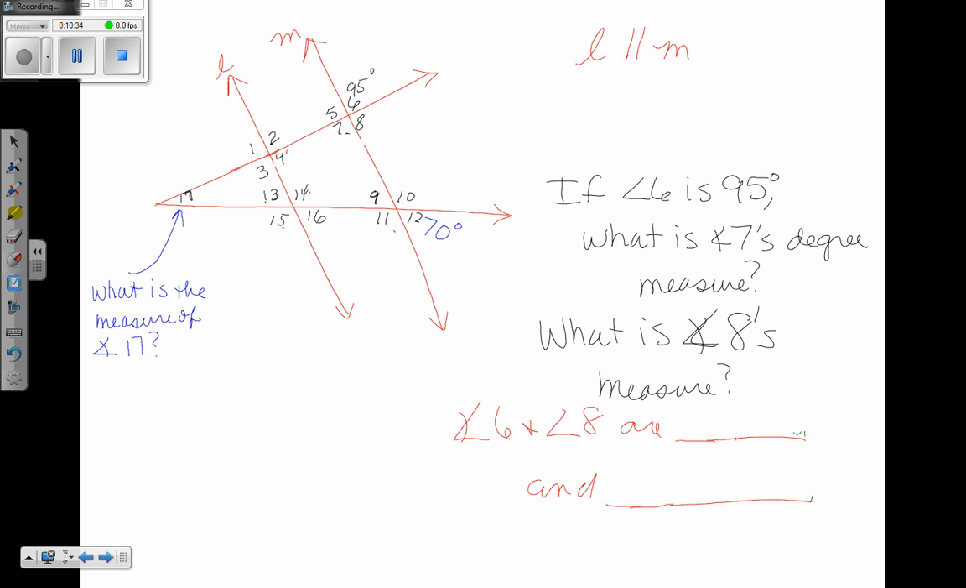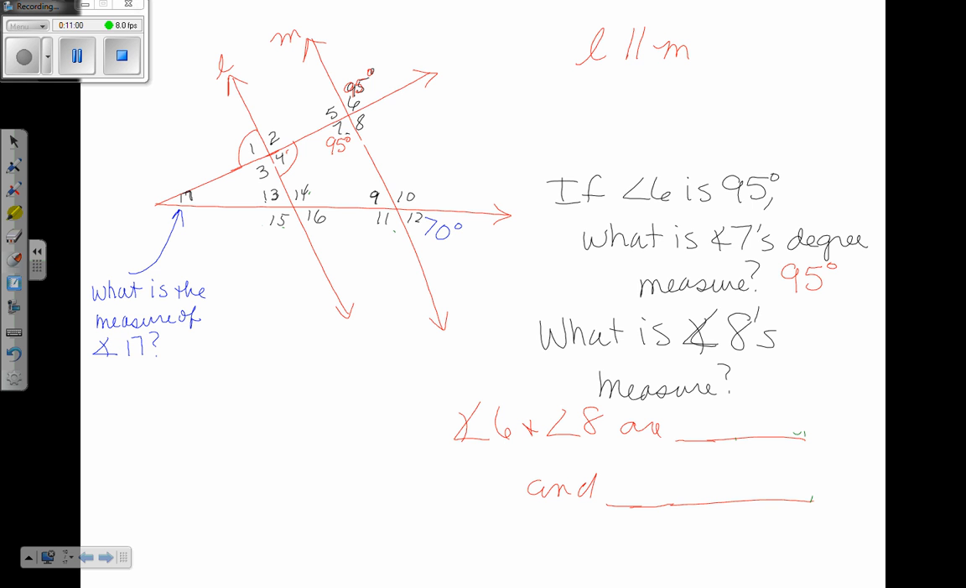Another way that I test whether you know some terms is I give you a drawing similar to this. We can know that angle 1 and angle 4 are vertical. They're also congruent. What if I know that angle 6 is 95 degrees? Well, that tells me if angle 6 is 95, what is angle 7's degree measure? It's also 95 degrees, isn't it?